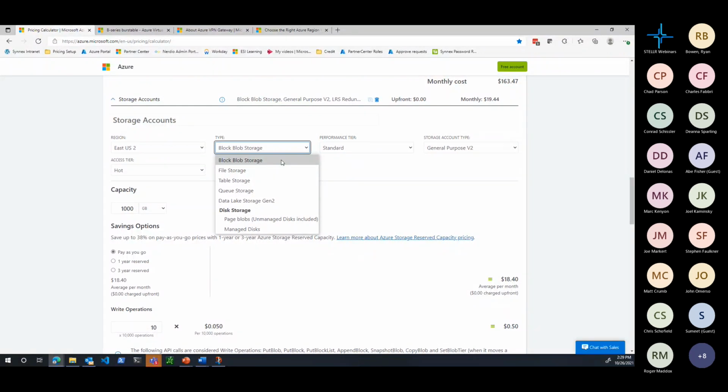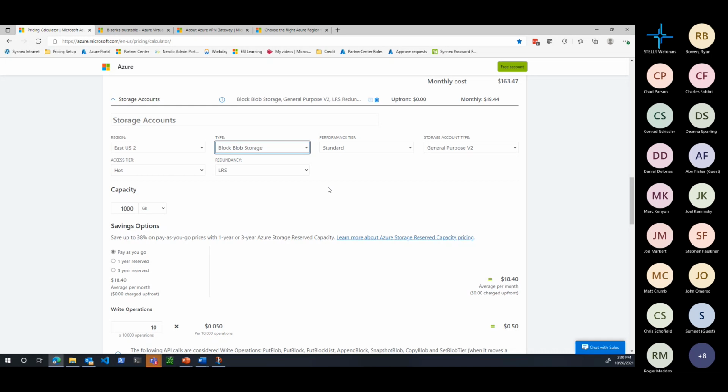architecture type. Block blob storage is going to be application-only access. So that means, like, if you're using backup software, say Veeam or Carbonite or something of that sort, they can leverage Azure block blob storage here as their backup destination for all of the data that they're going to back up.